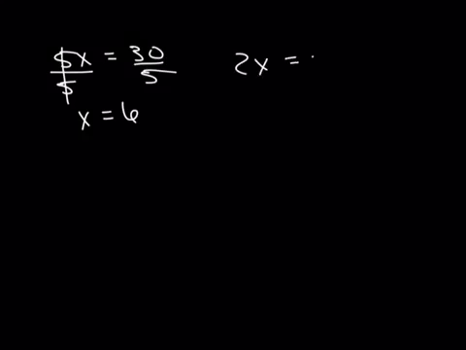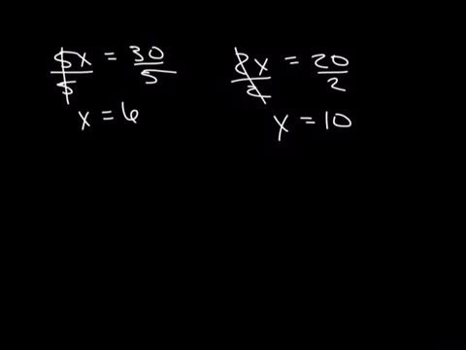2x equals 20. Divide by 2, divide by 2. That goes away. 20 divided by 2 is 10. Okay, that's pretty much all there is to this section. The only difference is we'll have to give you some that are a little bit more complicated, of course.